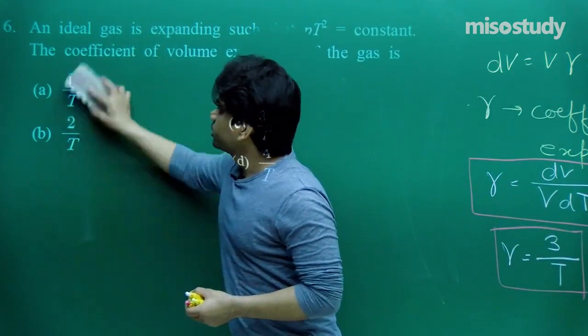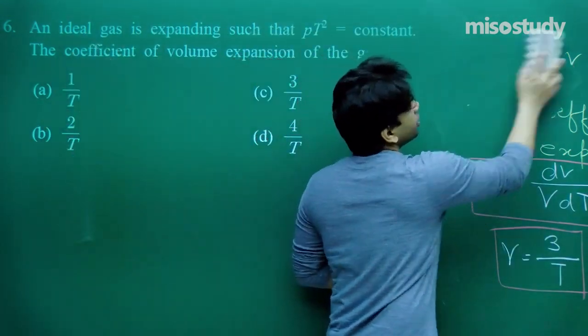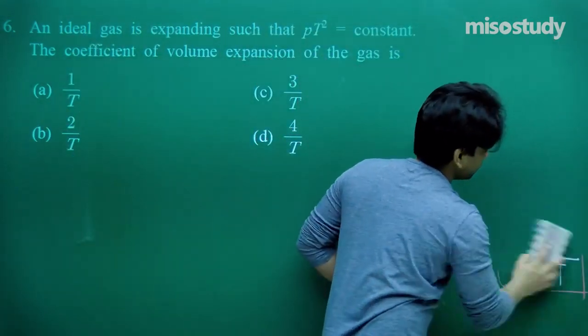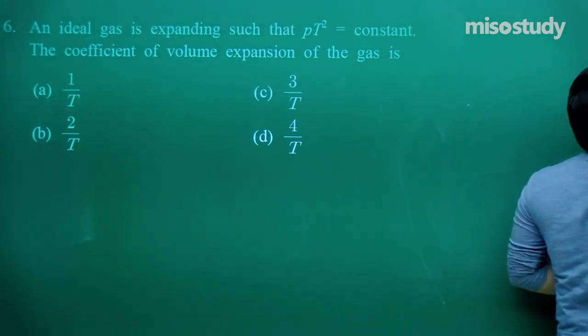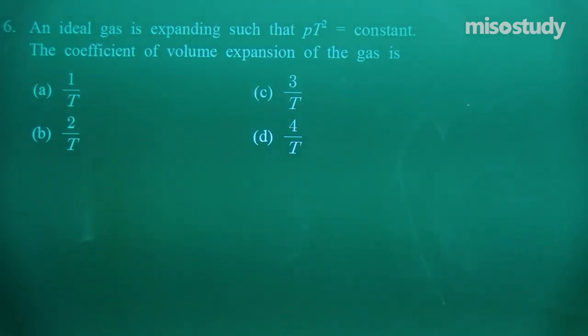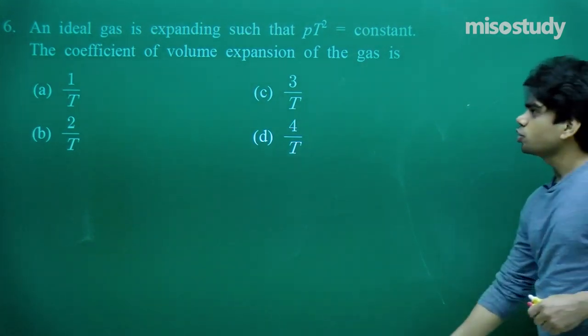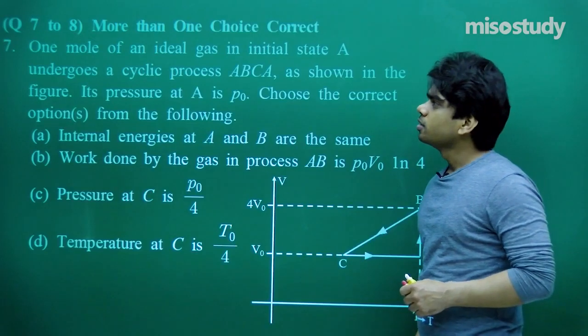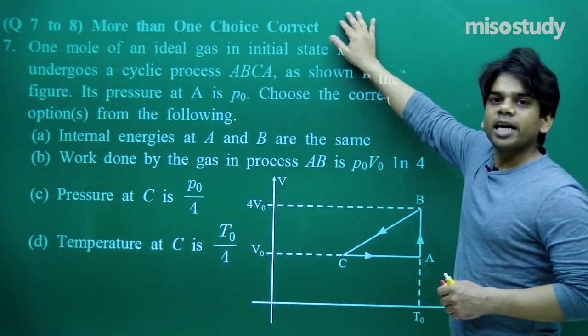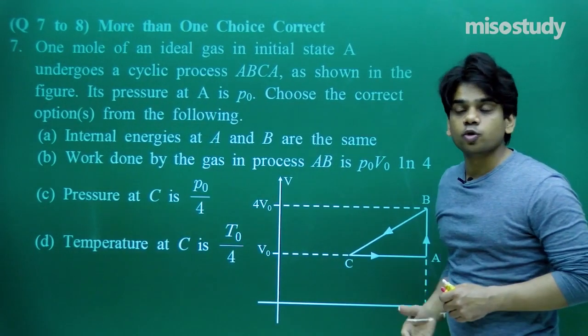Let's go ahead with the next question of the session. Next question of the class, question number 7. It's a more than one choice correct question. That means more than one option can be correct in this question.